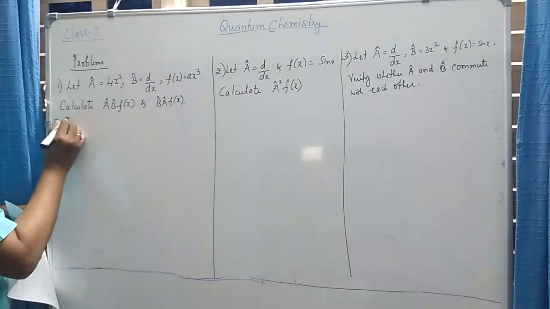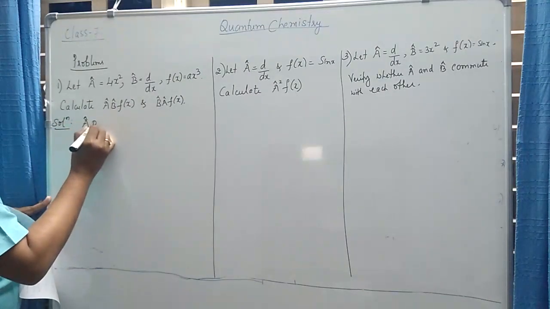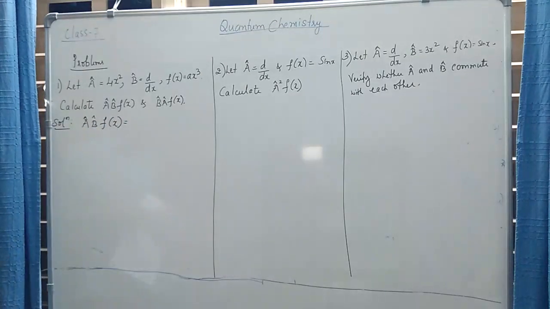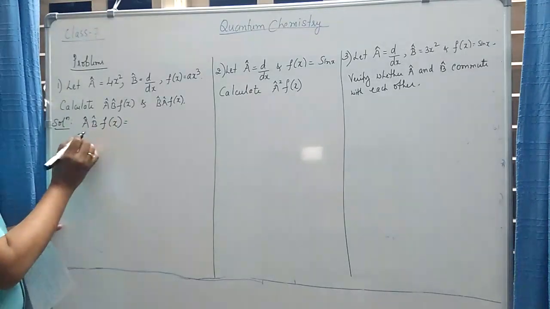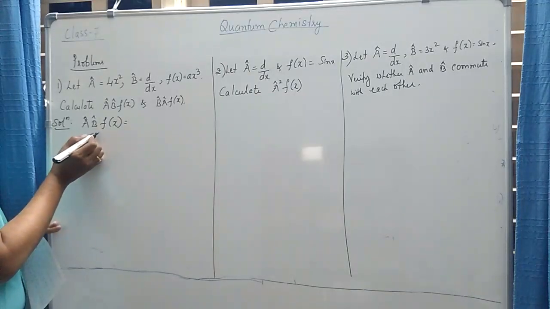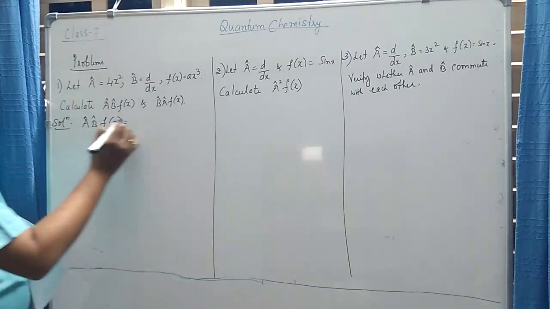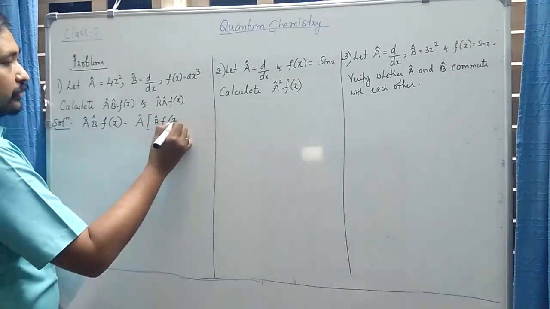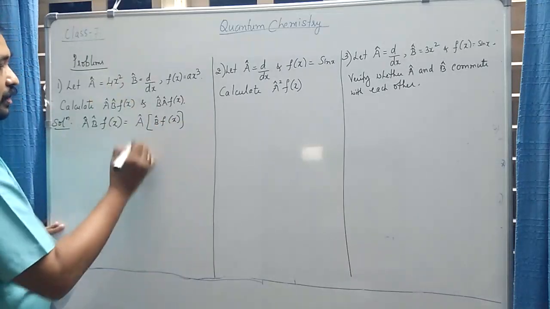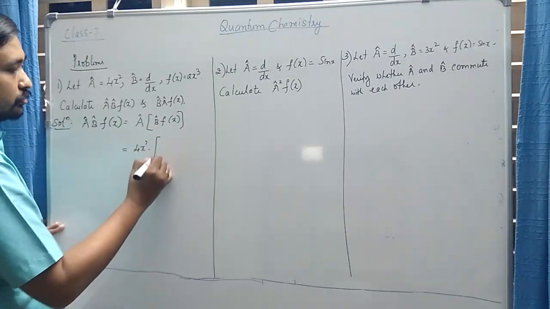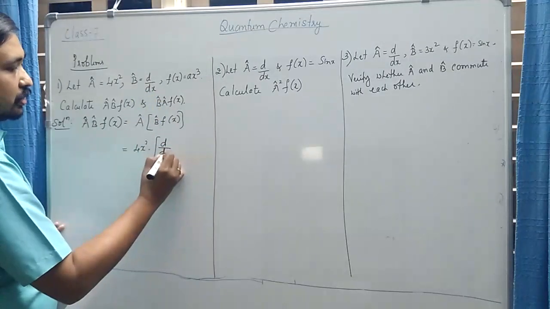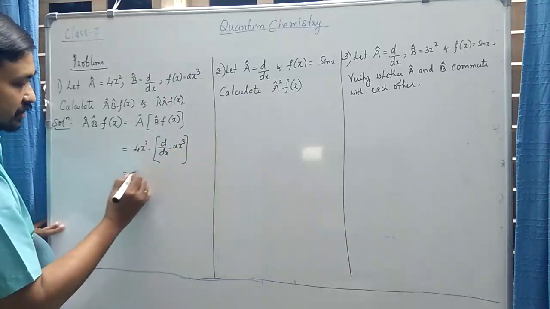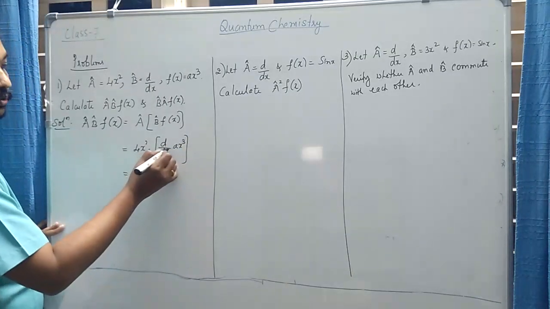Okay, so the solution, first we have to calculate A into B of f of x. As I already told you, the sequence of operation is very important. First you have to apply the operator which is to the rightmost corner, and then we have to move from right to left. So the definition is A of B of f of x, that is, what is A? 4x square into B, d by dx of f of x, that is ax cube. Let us apply the first operator first.